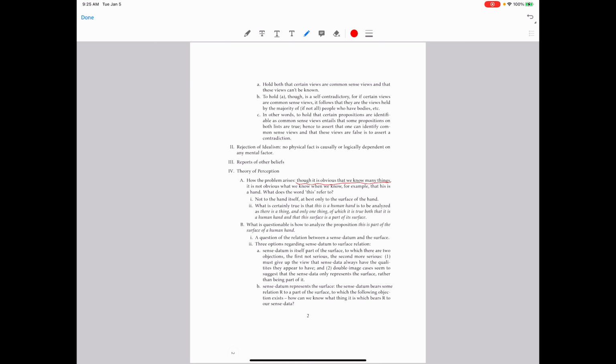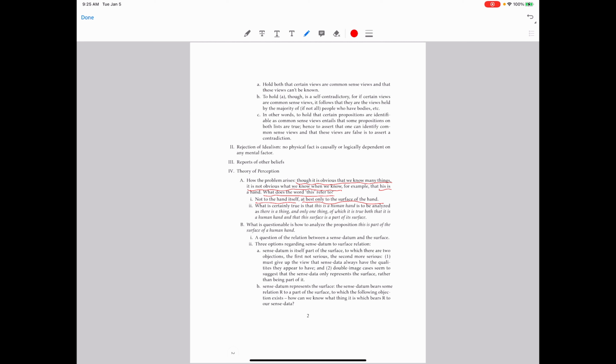Though it's obvious that we know many things, it's not obvious what we know when we know. For example, that this, not his, this is a hand. What does the word this refer to? Not to the hand itself, he says, but at best only to the surface of a hand. Now, what would make a philosopher say such a goofy-sounding thing?